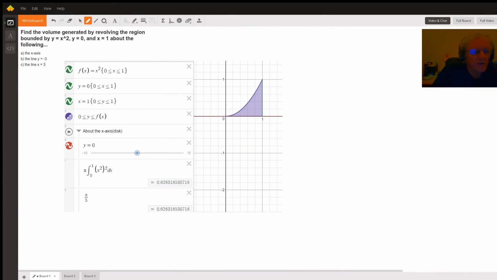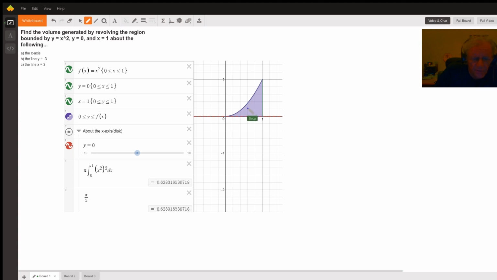Make the assumption here that the issue with solving this problem is deciding how to set up the integral rather than evaluating the definite integral once you've got it. Over here, I've actually graphed the region that's going to be revolved. For part A, we're going to revolve around the x-axis. And so you have to decide whether to use the shell method, the disk method, or the washer method.